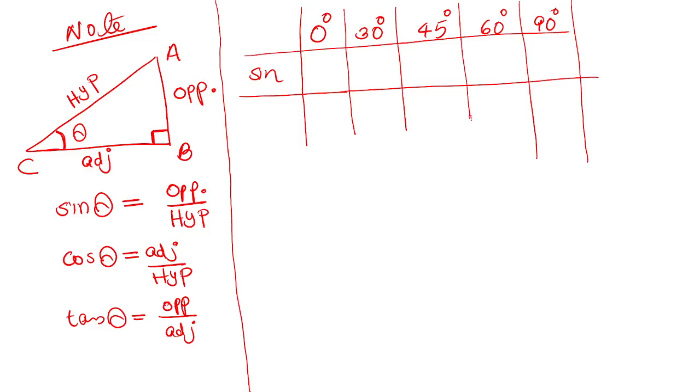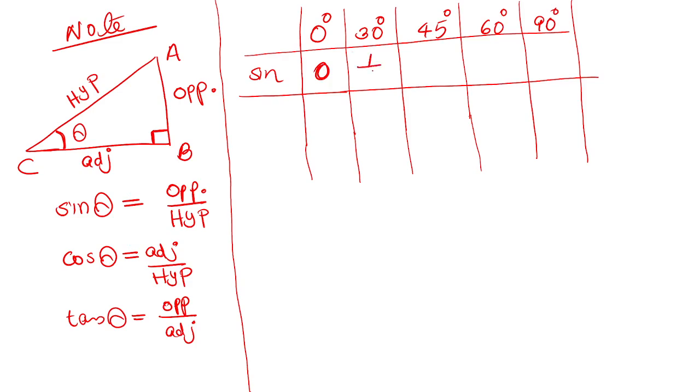Okay, let me complete the table. If you don't remember, please memorize this. It is required in the next question. Sine 0 is 0. Proof I don't want to discuss. So the definition of sine, cos, tan I discussed.